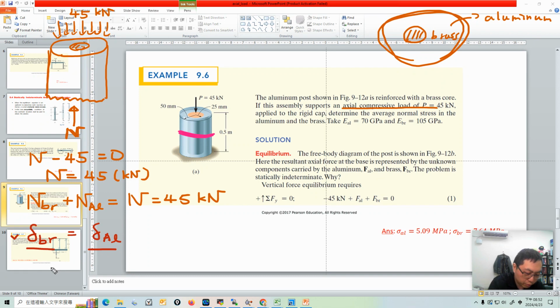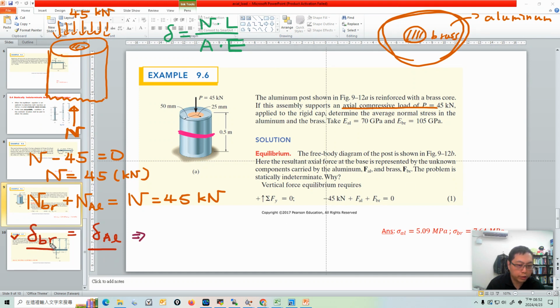The formula for normal strain is, okay, I write down here. The normal strain, the formula for normal strain is normal force times L divided by area times the elastic modulus. Okay, elastic modulus. So this equation, we continue to use this equation.